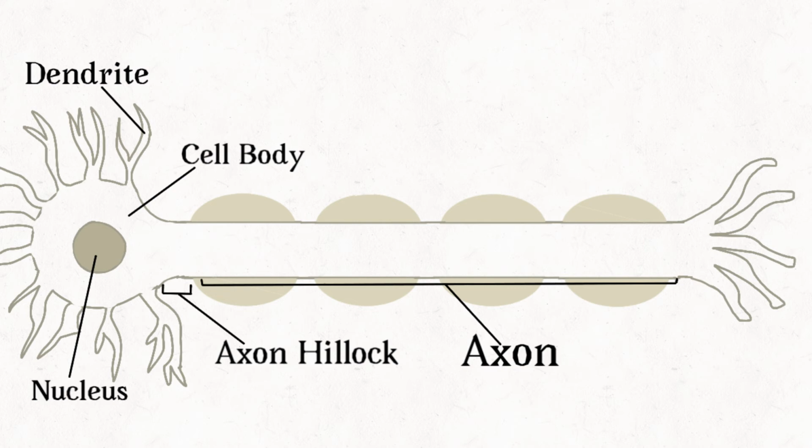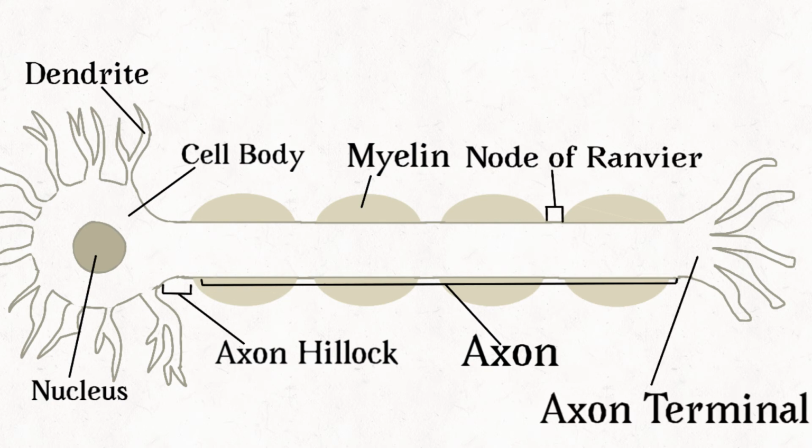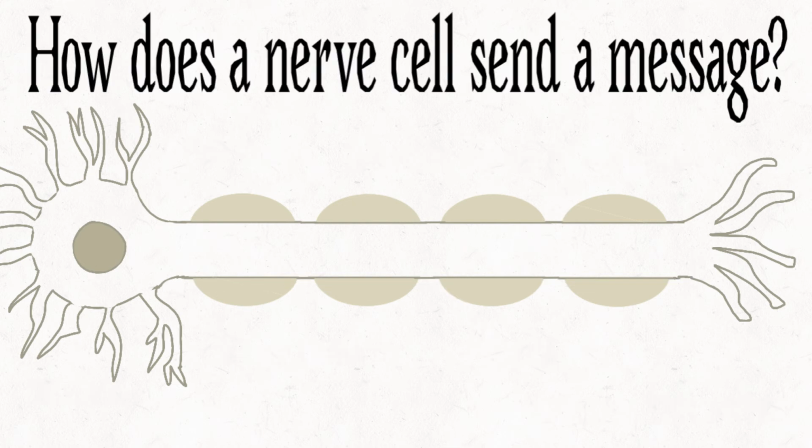If a nerve cell is myelinated, it will have myelin down the length of the axon. Myelin acts as an insulator, just like the rubber found around electrical wires. The space between two myelin sheaths is called the node of Ranvier. The axon terminal is located at the end of the axon. So how does a nerve cell send a message?